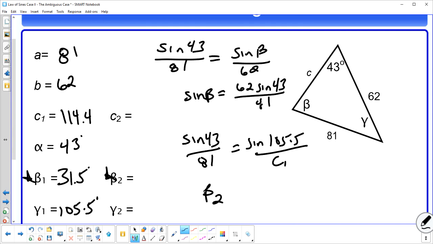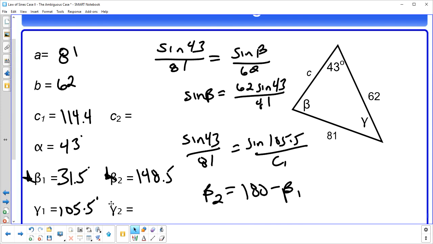Okay, and beta 2 is always equal to 180 minus the first beta that you found. So if we do that, 180 minus 31.5, we are going to get 148.5. And then we can find gamma 2 the same way, doing 180 minus 43, because alpha doesn't change, 180 minus 43 minus 148.5, and we're going to get negative 11.5 degrees.